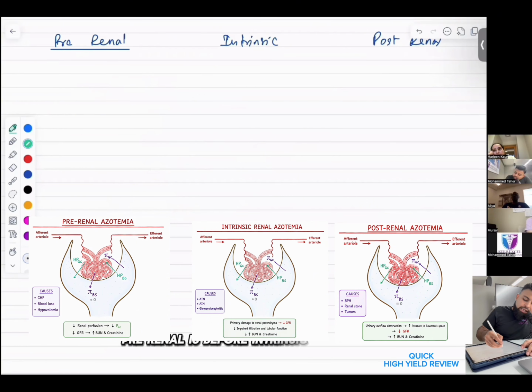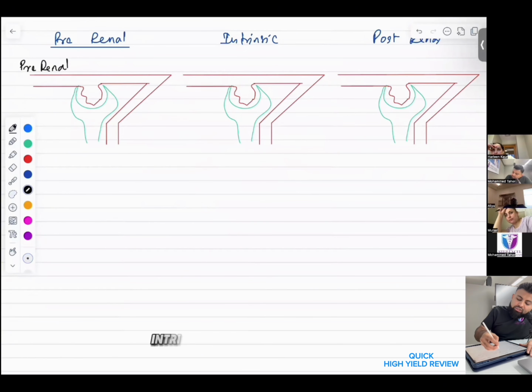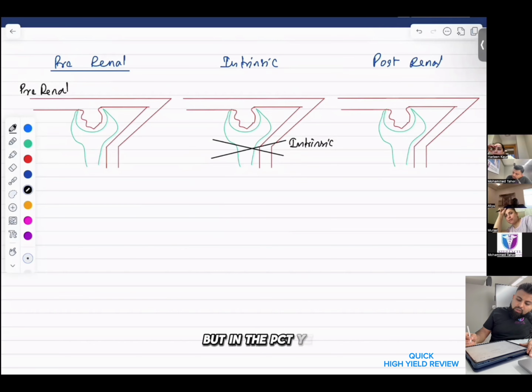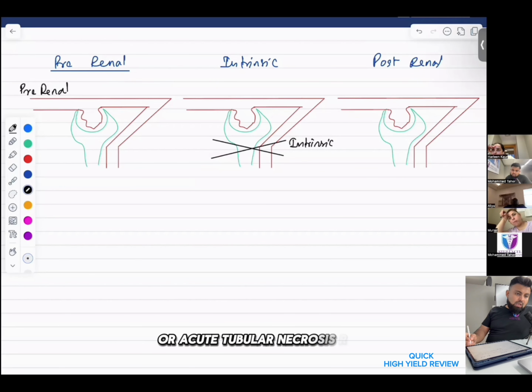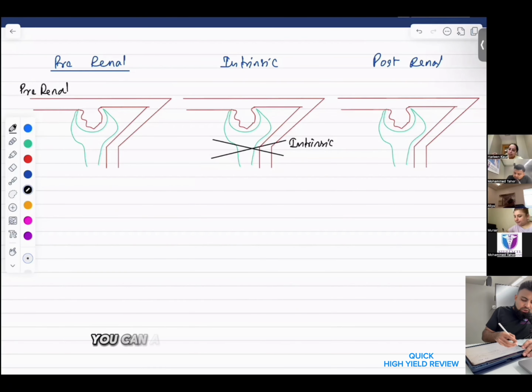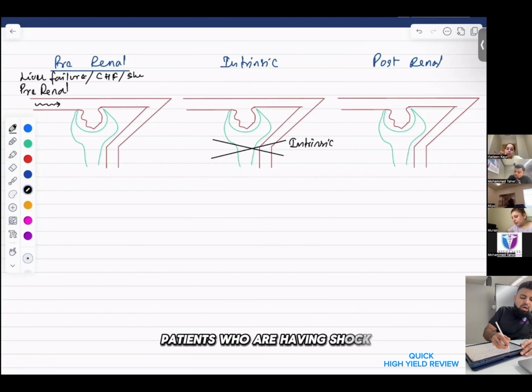Prerenal is before, intrinsic renal is within, and post-renal is after. Prerenal is the problem here. Intrinsic renal is the problem here. Not in the Bowman's capsule, but in the PCT? Yeah, in the tubules. For example, the patient is having acute interstitial nephritis or acute tubular necrosis. So these conditions are associated with intrinsic. Intrinsic means within the tubule. There's a problem, okay? You can also say the patient is having low albumin. So hypoalbuminemia, liver failure can also be there because of oncotic pressure, right? So less fluid is delivered to the kidney, right?